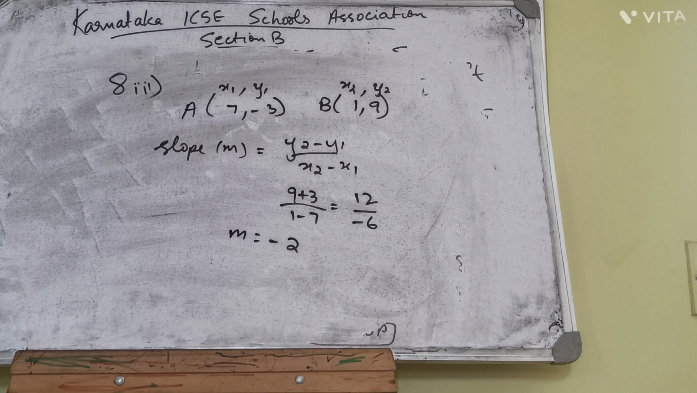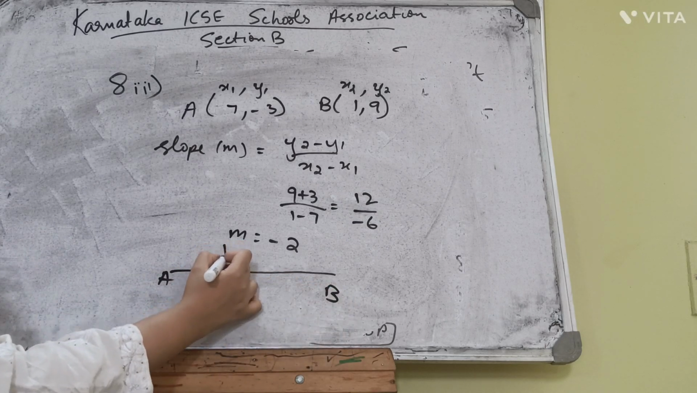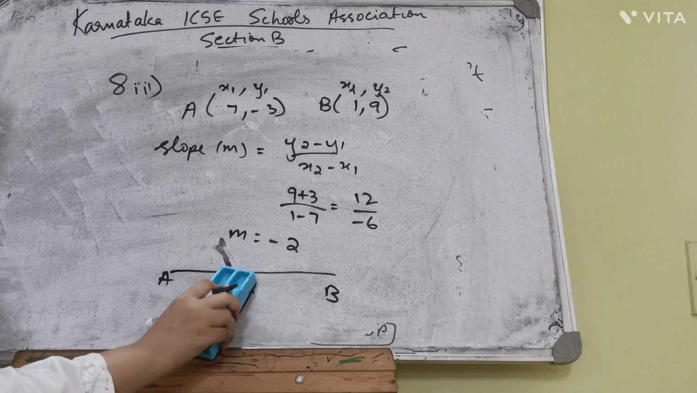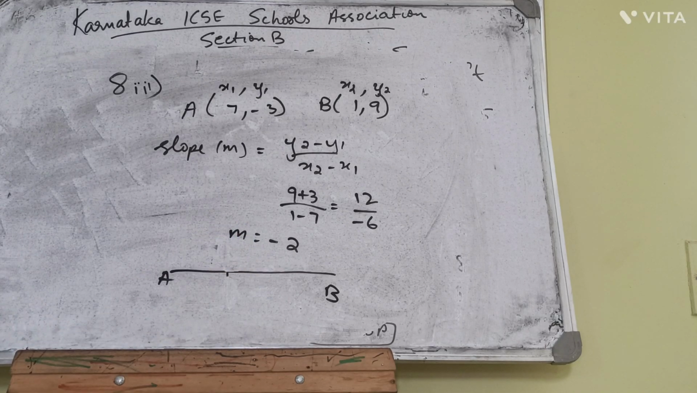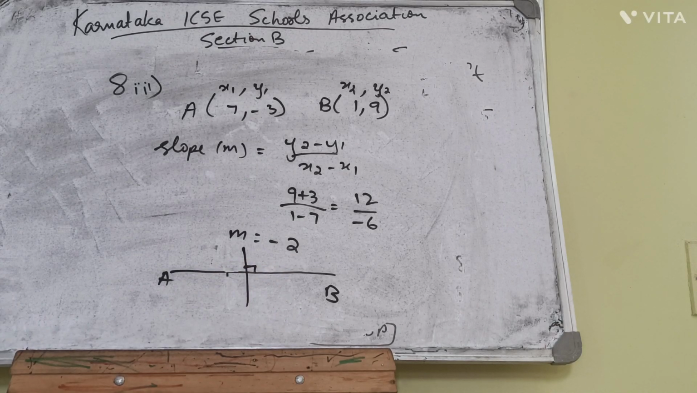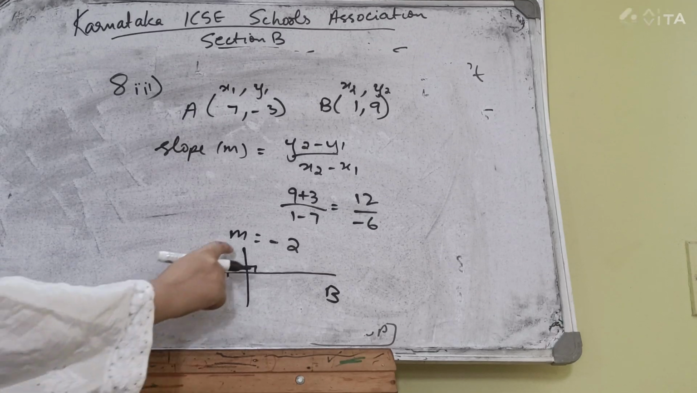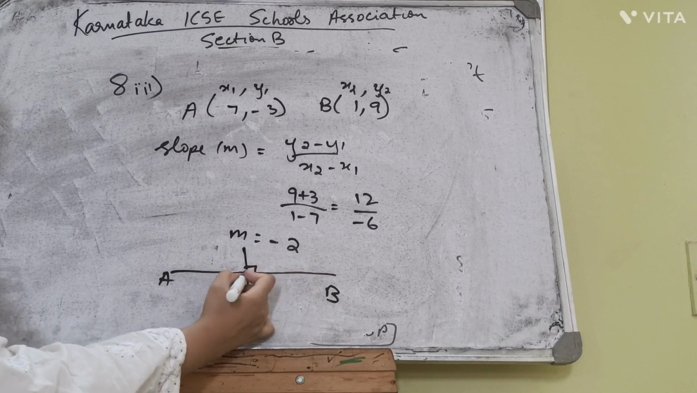Now we need to find the equation of the perpendicular bisector of the line segment AB. The line AB is being bisected. So, what does the word bisected mean? It means that this line is being cut into two equal halves. And that other line is perpendicular to the given line AB. Alright, so we need to find the equation of this line.